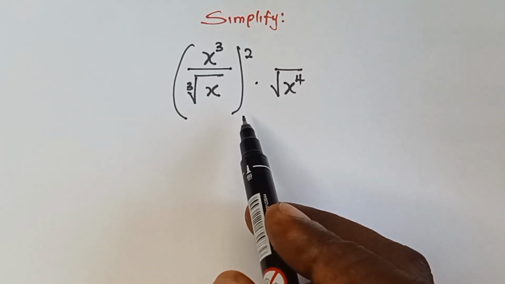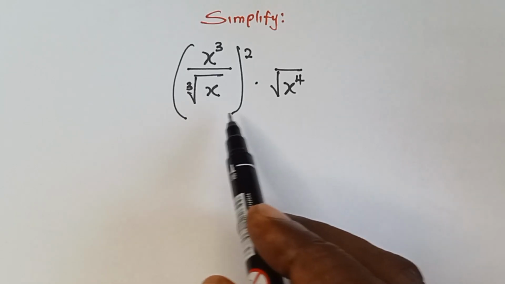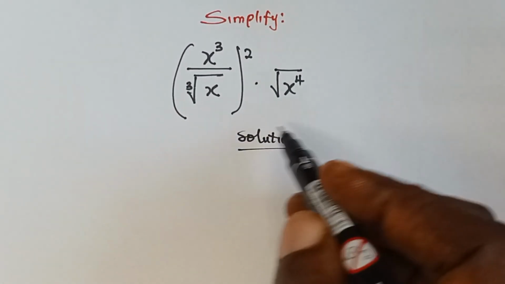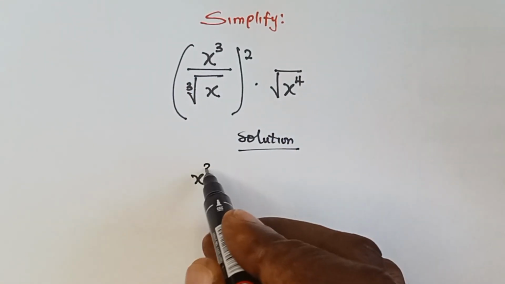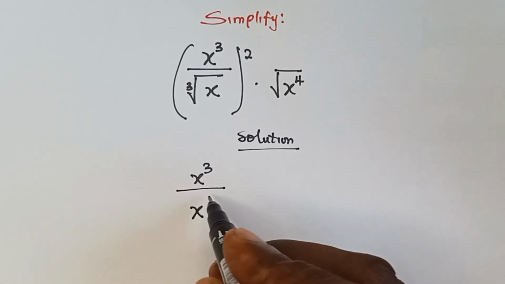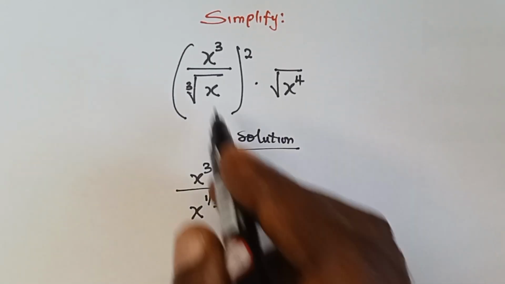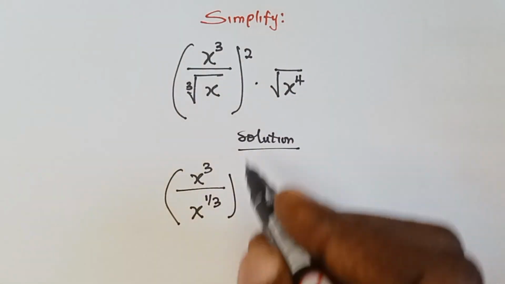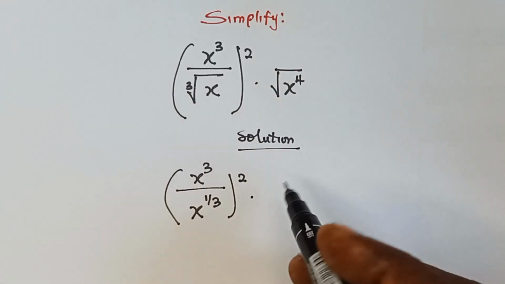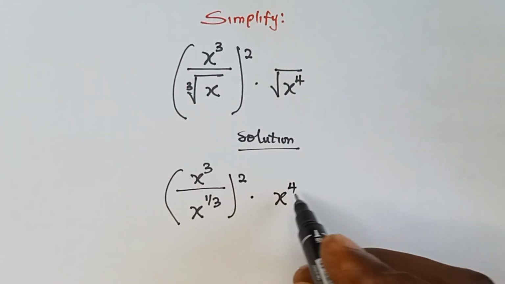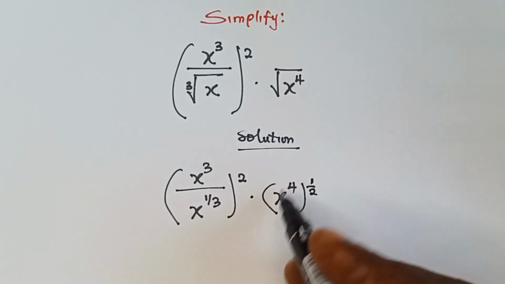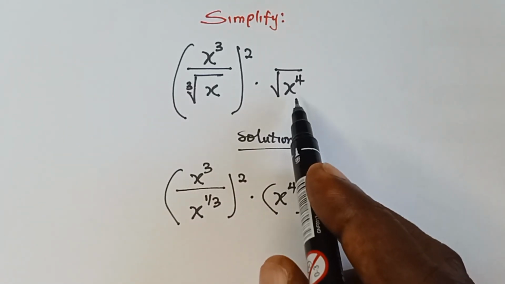In this video, I want to show us how to simplify these exponents easily. Solution. We have x raised to power 3 over cube root of x, which can also be written as x raised to power 1 over 3. This is the cube root of x, and then we have it raised to power 2, multiplied by the square root of x raised to power 4, which can also be written as x raised to power 4 multiplied by power 1 over 2. Right, so it is the same thing as the square root of x raised to power 4.